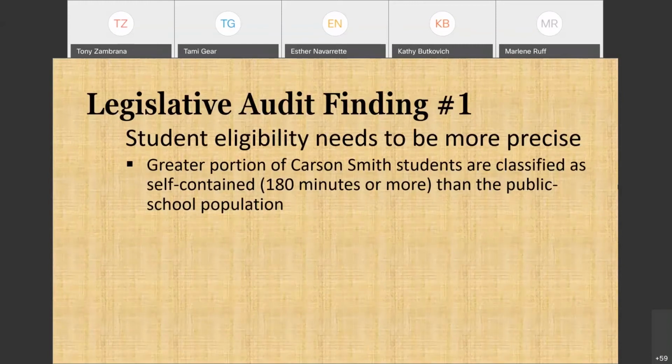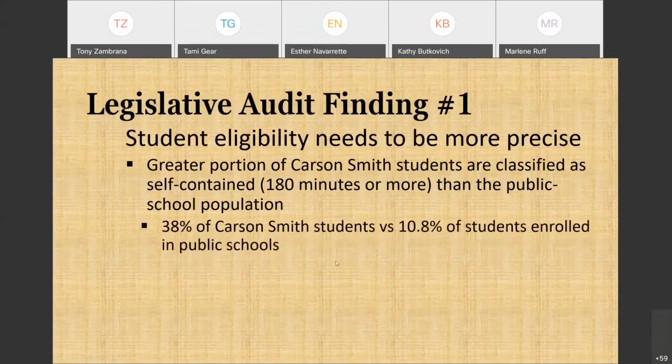Well, one of the things that they found was that a greater portion of Carson Smith students are classified as self-contained, so that's that level 2, 180 minutes or more, than the public school population. So 38% at the time of Carson Smith students were on a level 2 versus only 10.8% of students enrolled in public schools, which says that a large portion of these students are in level 2 compared to the public school students. And that was their first finding. And it needs to be a whole lot closer in numbers, okay?